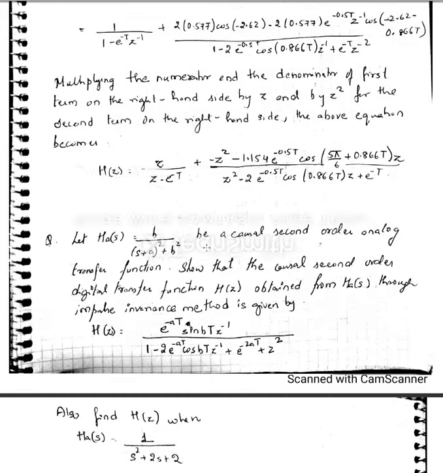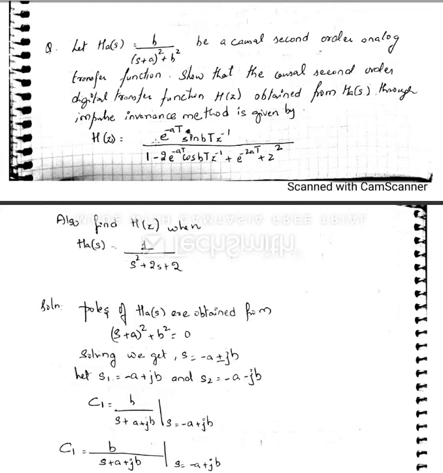Okay, all right. Now one more problem, let's see, wherein they're asking you to prove something. Now the analog transfer function again here is given as b by (s plus a) whole square plus b square.